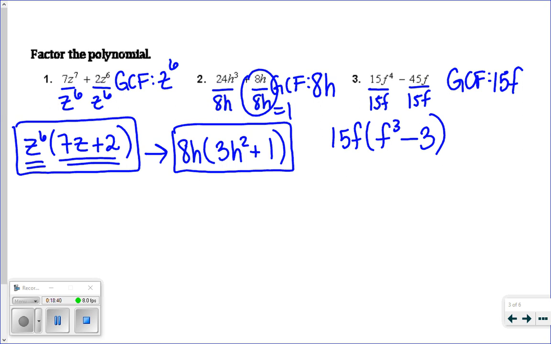And again, you could always check to make sure: do these guys still have anything in common I left behind? And also ask yourself, if I distribute 15f back in, would I get back to the original one that we started with? That's the best way to check to make sure you did this correctly.